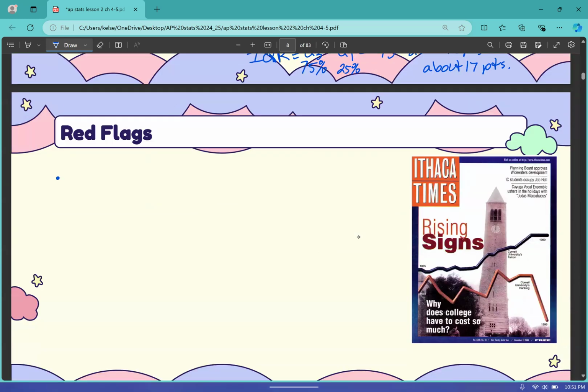First thing, check your scales on your graphs. Make sure you're being consistent, just like how I had to redraw my number line a little bit to make sure I was evenly spacing everything.